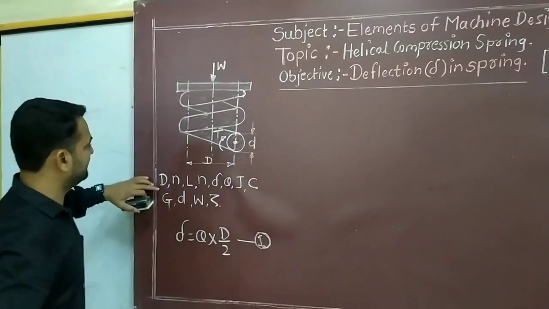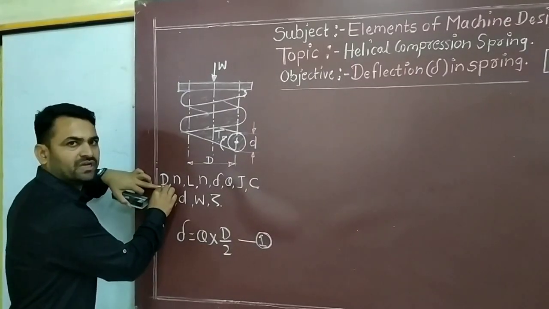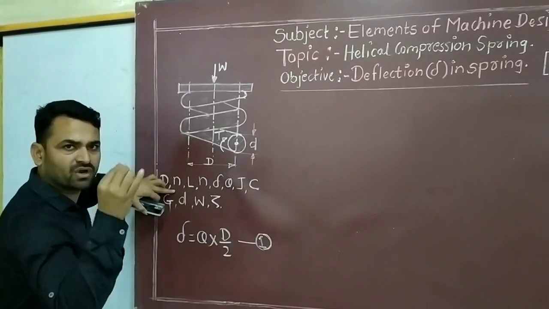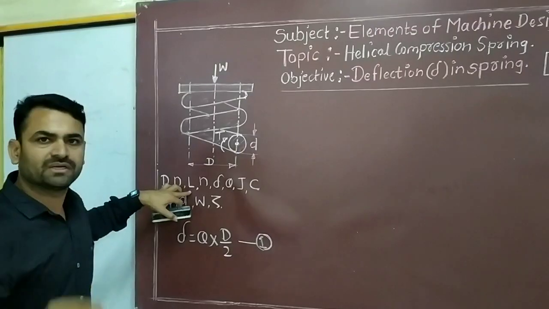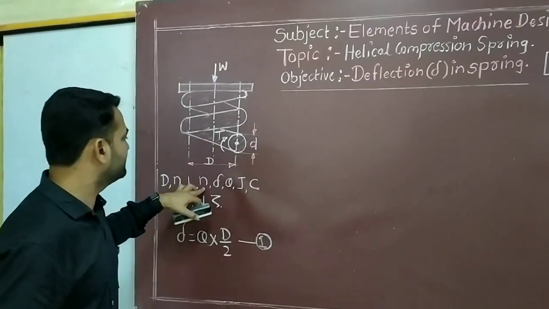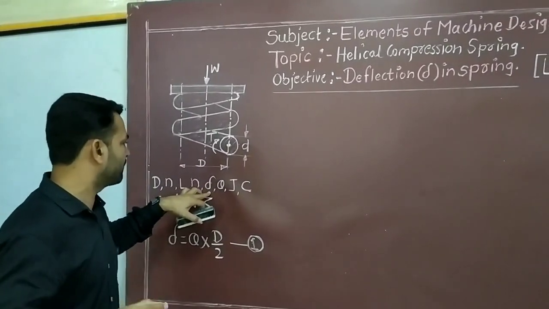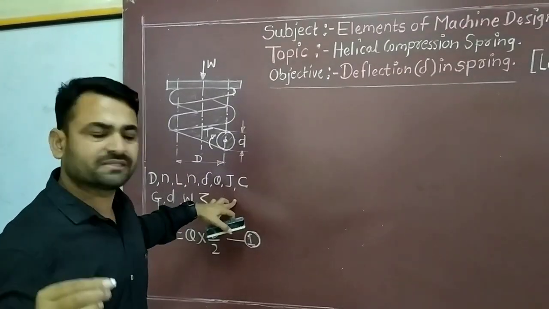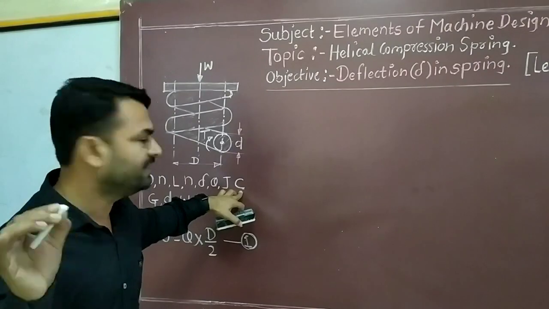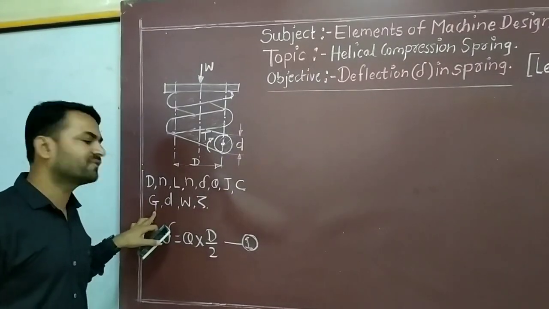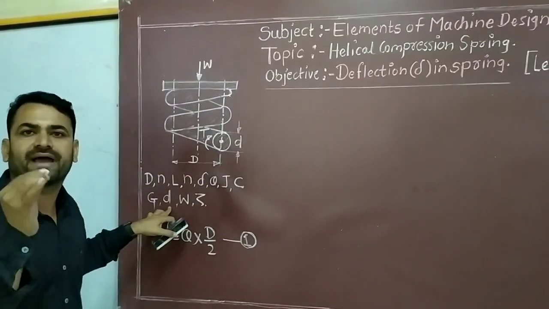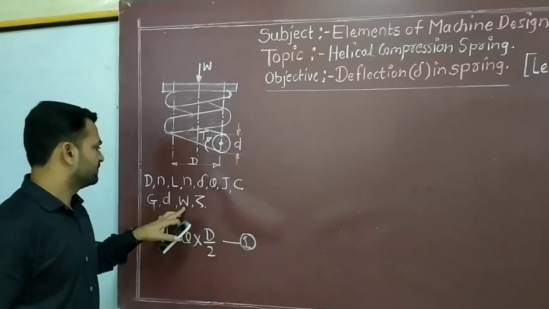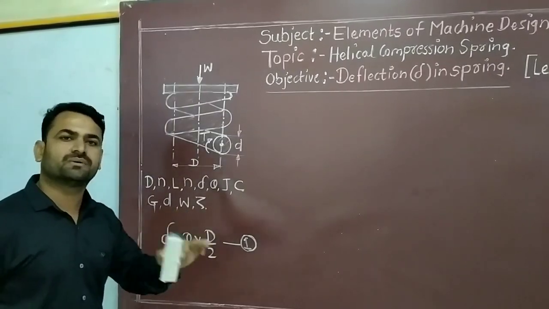So we can see here capital D is the mean coil diameter, N is the number of active turns, L is the length of the spring, delta is the deflection, theta is the angle of twist, J is the polar modulus, C is the spring index, G is the modulus of rigidity, d is the diameter of the coil, W is the load, and tau is the shear stress.